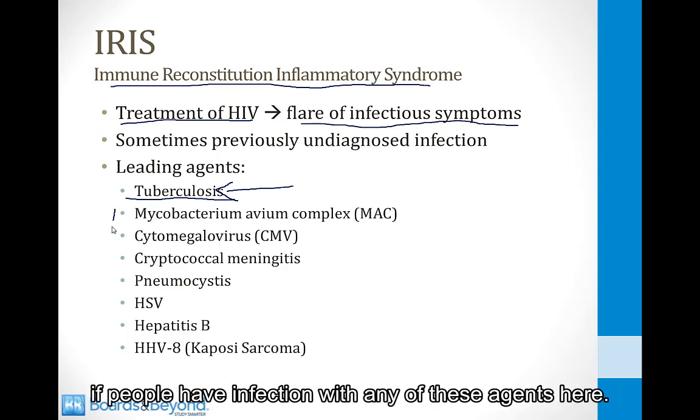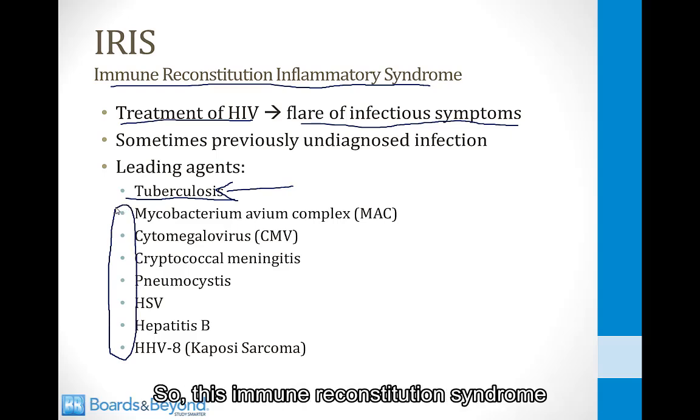The same thing can happen if people have infection with any of these agents here. So this immune reconstitution syndrome commonly happens when you start to reconstitute the immune system, and the immune system is able to mount an inflammatory response to one of these agents I've listed on the screen.